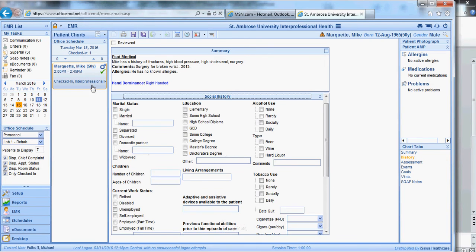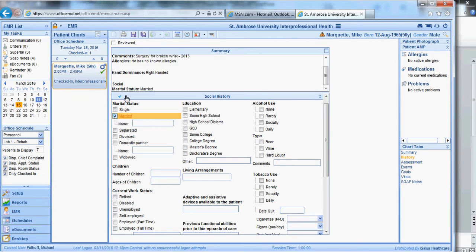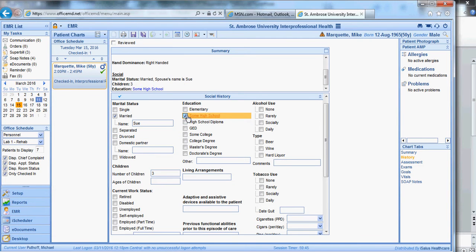So as you're interviewing Mike Marquette, you might be able to take some of this, or if we're using a scribe method where one student's doing the questions and the other is filling this out. And, Mr. Marquette, are you married? Yes, I'm married. My wife's name is Sue. A number of children. I might have 3 children. If that's important to know, sometimes it is, sometimes it isn't. Education is important to know. I have some high school, rarely use alcohol, but I do smoke daily.